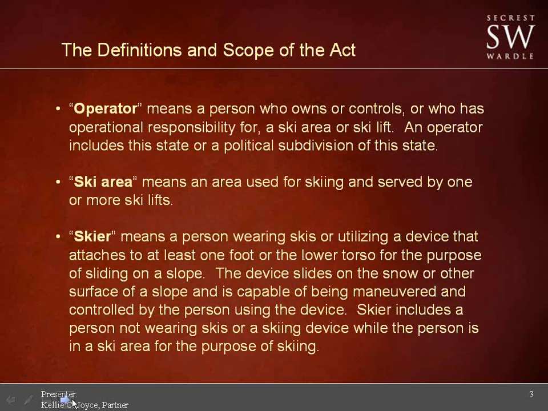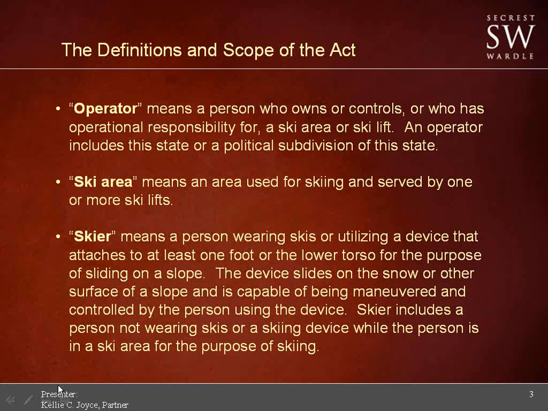First, in the definitions and scope of the Act, there are several key definitions that we will be using throughout our analysis of the Ski Area Safety Act. The first is operator. An operator is a person who owns or controls a ski area or a lift. The next definition is a ski area. Ski area means an area that is used for skiing and served by one or more ski lifts. Ski area also includes those areas that are used for snowboarding, although it's not specifically mentioned in the Act. Snowboarding is considered skiing, so that is included as well in that definition.